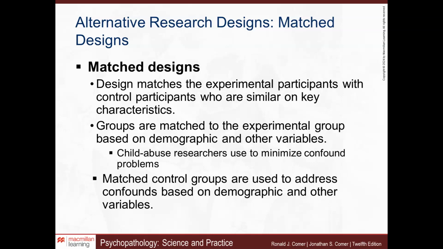So we talked about matched designs. That design matches the experimental participants with control participants who are similar on key characteristics. So experimental participants with control participants who are similar in age, gender, cultural backgrounds, family size, socioeconomic status, the type of neighborhood in which they live, or other characteristics, as some examples.